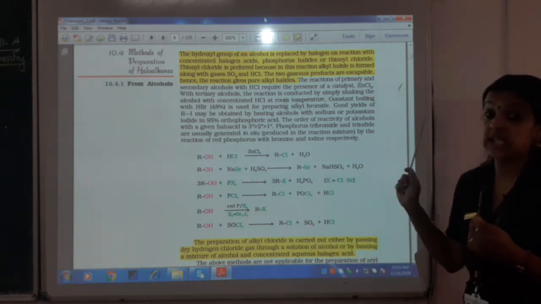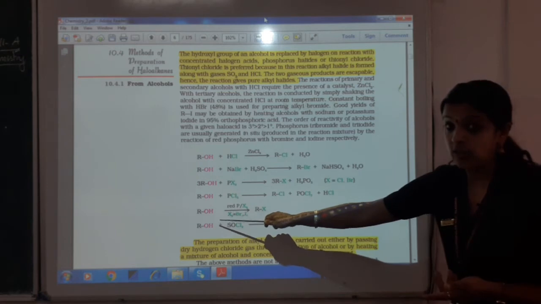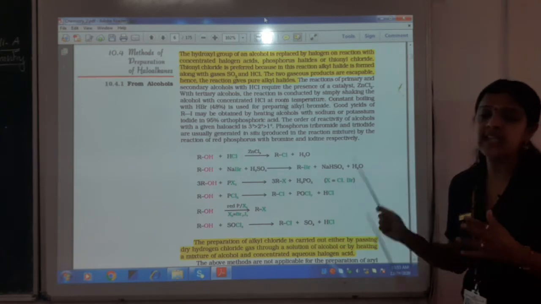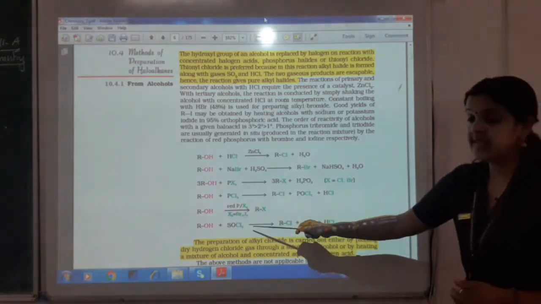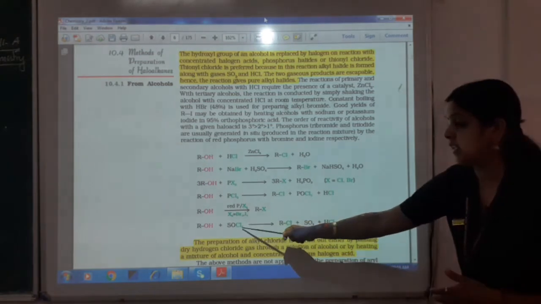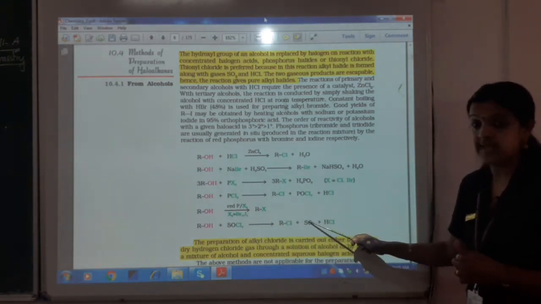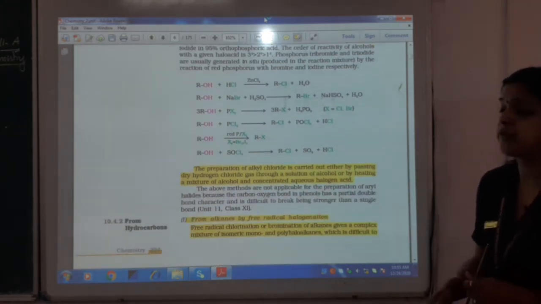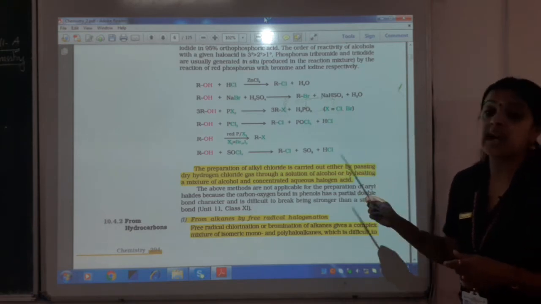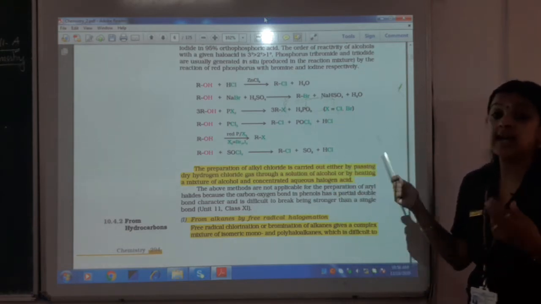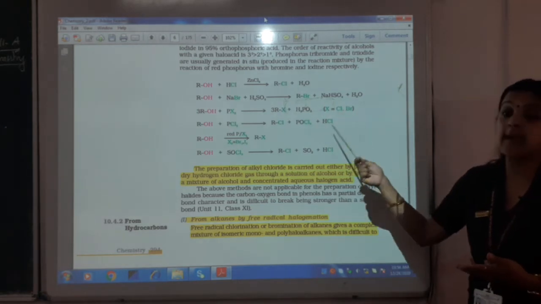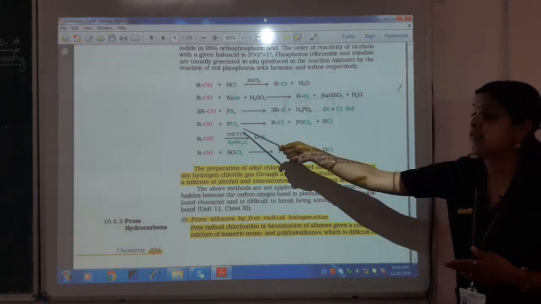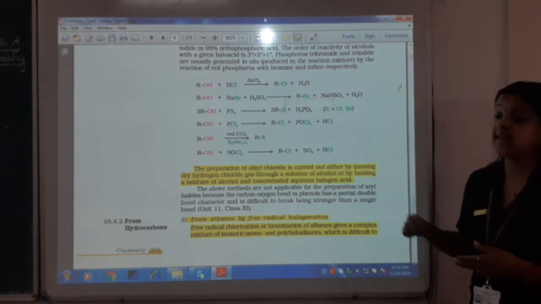The next one is a red phosphorus reaction. Alcohol with red phosphorus in presence of chlorine or any halogen gives only alkyl halide. The last reaction is a very important reaction with thionyl chloride, where you get RCl plus SO2 and HCl. Now these reactions are very important. You have to learn all the reactions, and you may be asked in fill in the blanks, or you may be asked to write with examples. What happens when PX3 reacts with alcohol? How is alkyl halide prepared from PCl5? So you should know the reactions.